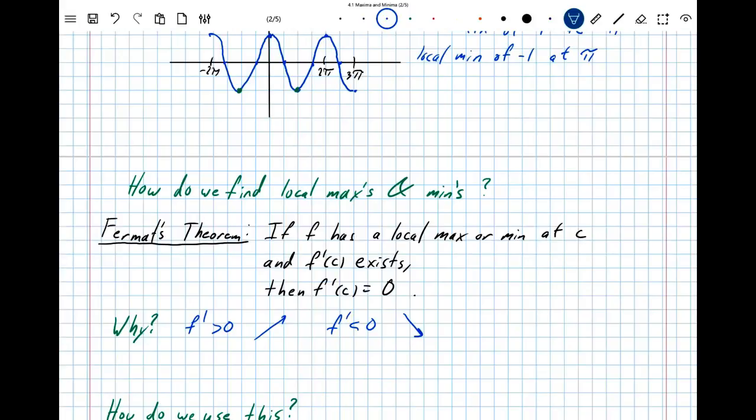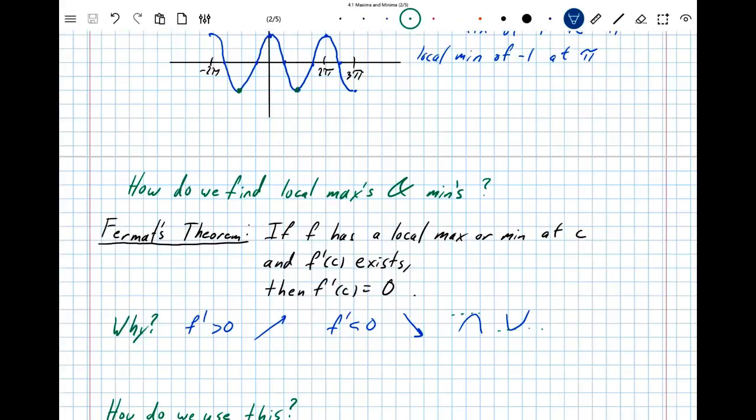The only options are that you're either at the top of a hill or the bottom of a valley, in which case you have a horizontal tangent line, and then you would necessarily have a local max or min there. So if there's a local max and there's a derivative, it has to satisfy this.